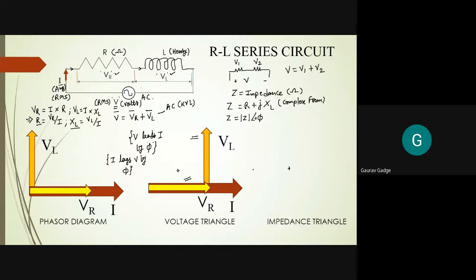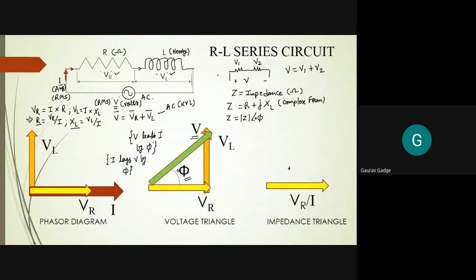Now remove the 90 degrees, remove the current reference, and add the resultant phasor. As we are making a triangle, we have to add the third side, which is the hypotenuse. That is called the resultant vector of VR and VL. Therefore V is equal to VR plus VL, in vector summation. The phase angle is plus phi.